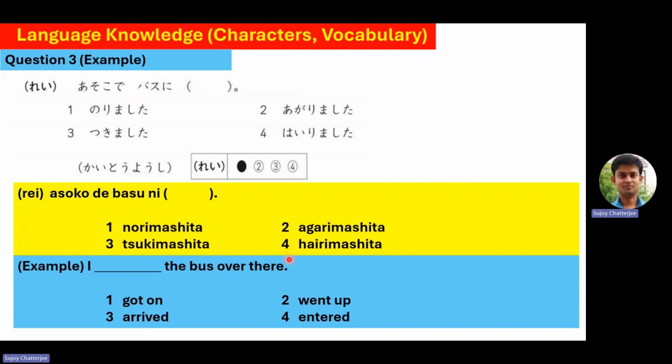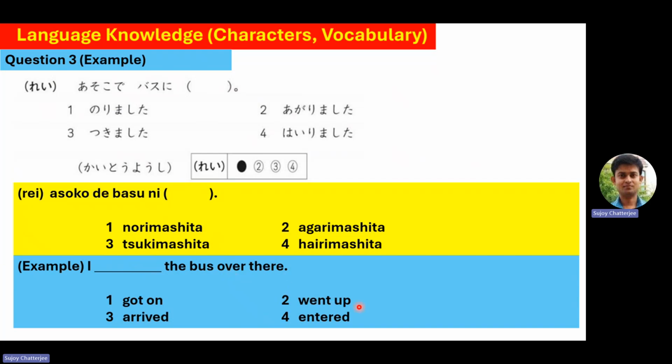But what will be the most appropriate? Because they have asked you to choose the best possible answer. So what do you think the answer should be? The answer should be Norimashita, because we always say I got onto the bus over there, or I boarded the bus over there. So that's the place from where the bus has to be boarded. So Norimashita will be the correct answer, which means to get on. Norimasu means to get onto something.